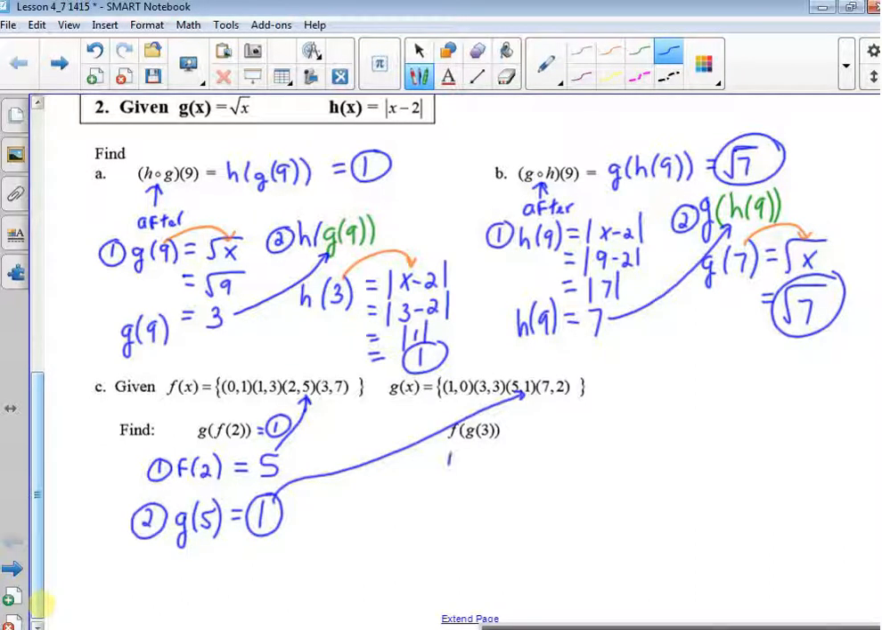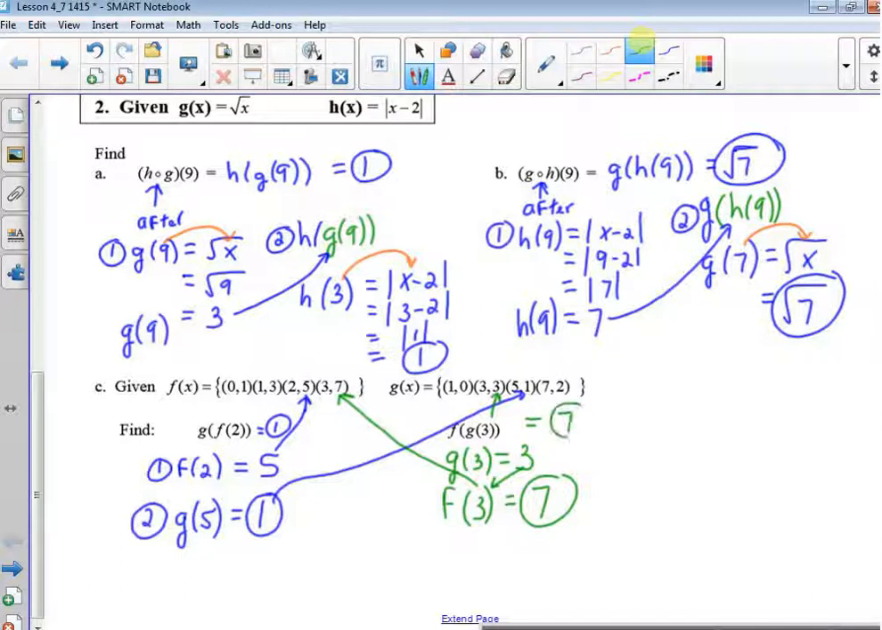Next one, g of 3. Okay, I'll do this one in a different color. So g of 3. Right here I'm looking for the y-coordinate when x is 3 in the g function. And then I want f of that value. So now I'm going to go to the f, and I'm looking for what is the y-coordinate when the x is 3, and the y-coordinate is 7. So f of g of 3 is 7. Okay, next page.